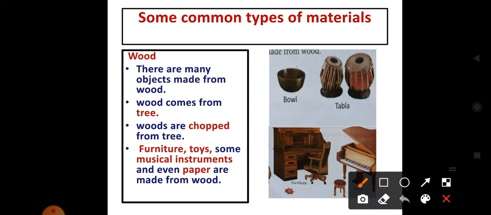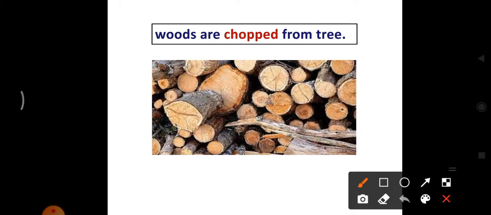The first one is wood. We are getting the wood from tree. Where we are getting wood? The wood is getting from the tree. And woods are chopped from tree. See, this is a wood. It is chopped from the tree.